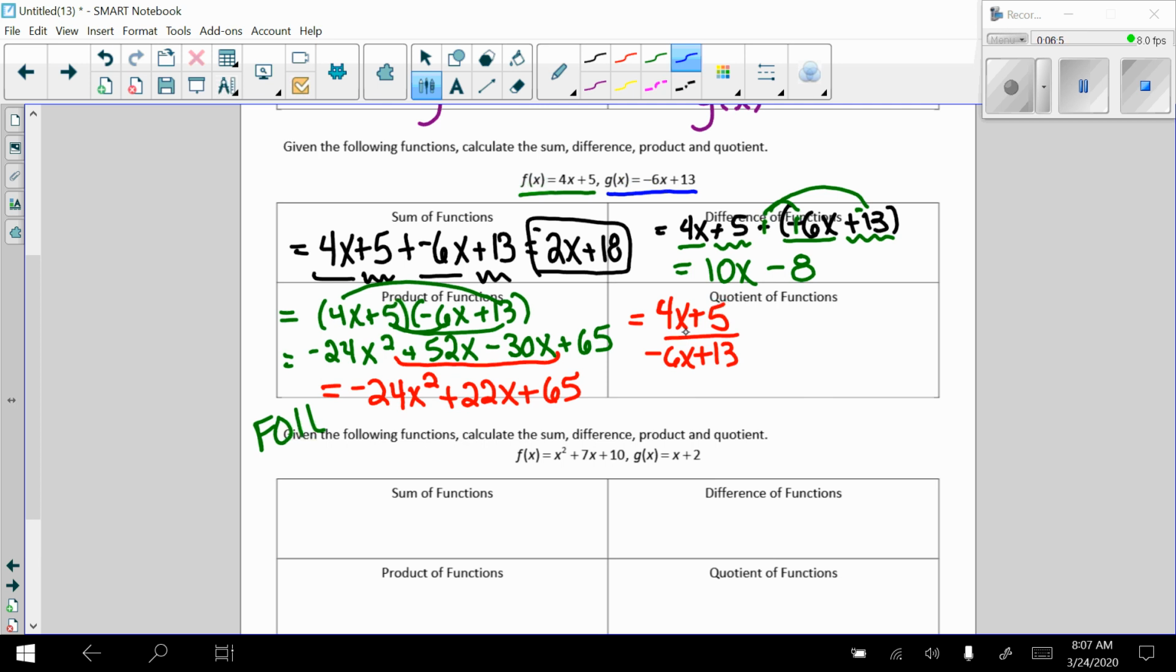But there is one more step we have to do when we're dividing. We know that a denominator cannot equal 0. So what we have to do is put the restriction on the domain. In other words, we take negative 6x plus 13 and make an equation that says it cannot be 0, and we solve for the x value that would make that denominator 0.